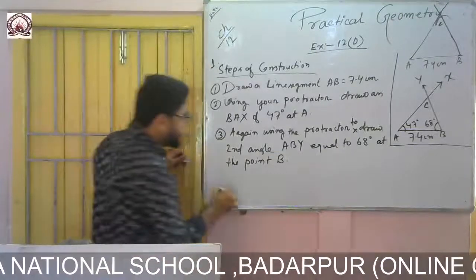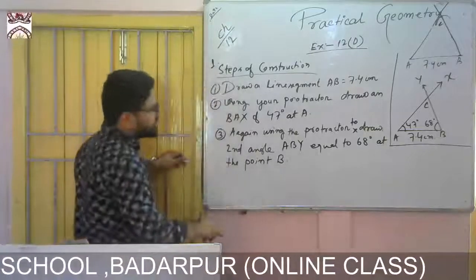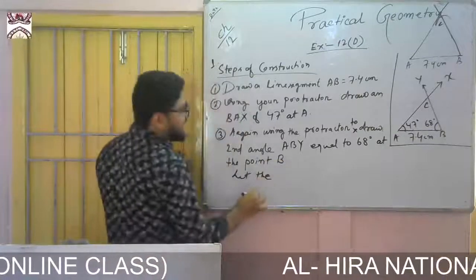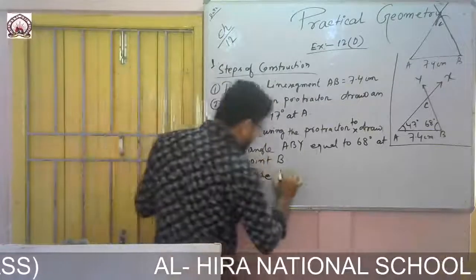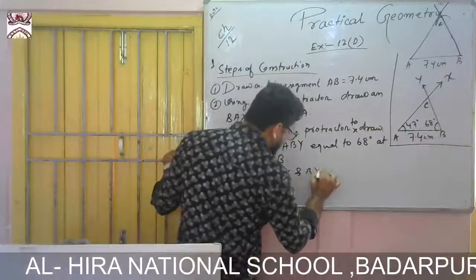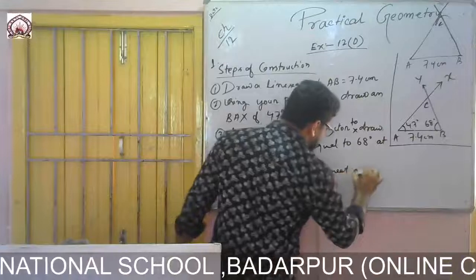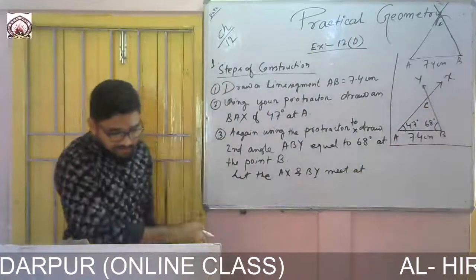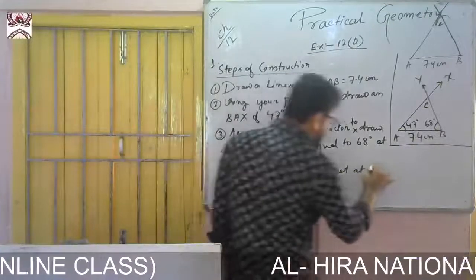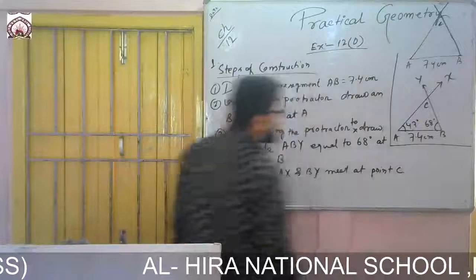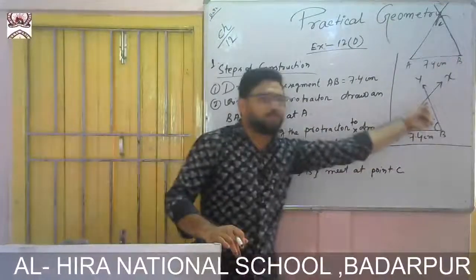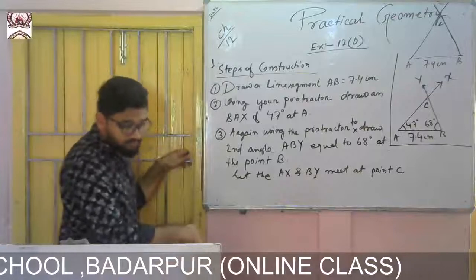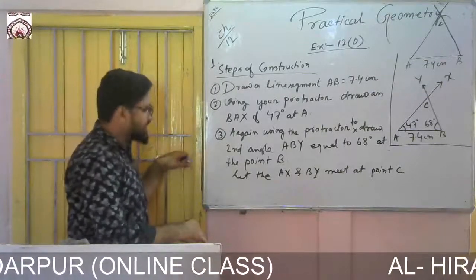Now write, let AX and BY meet at point C. After constructing, these two arms will intersect at point C. So let AX and BY meet at point C.